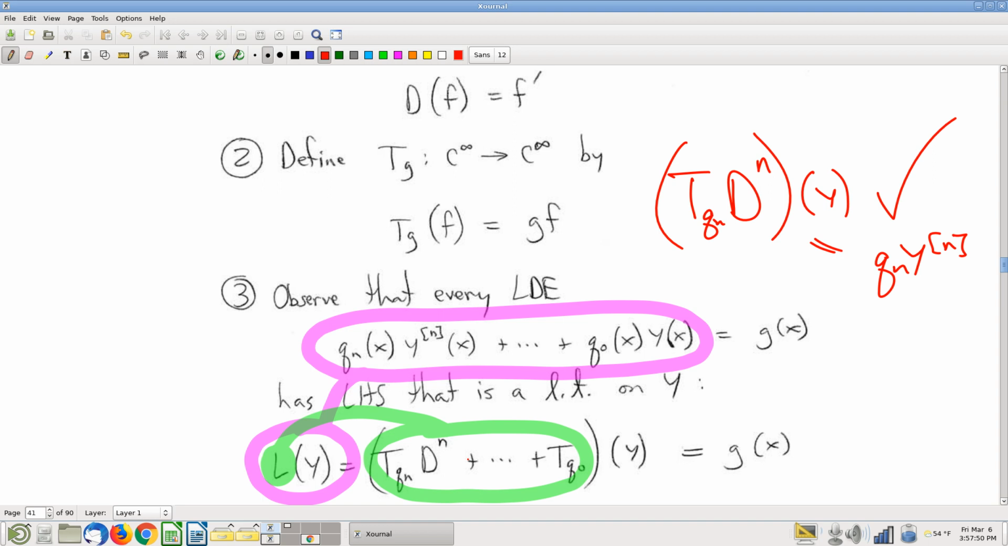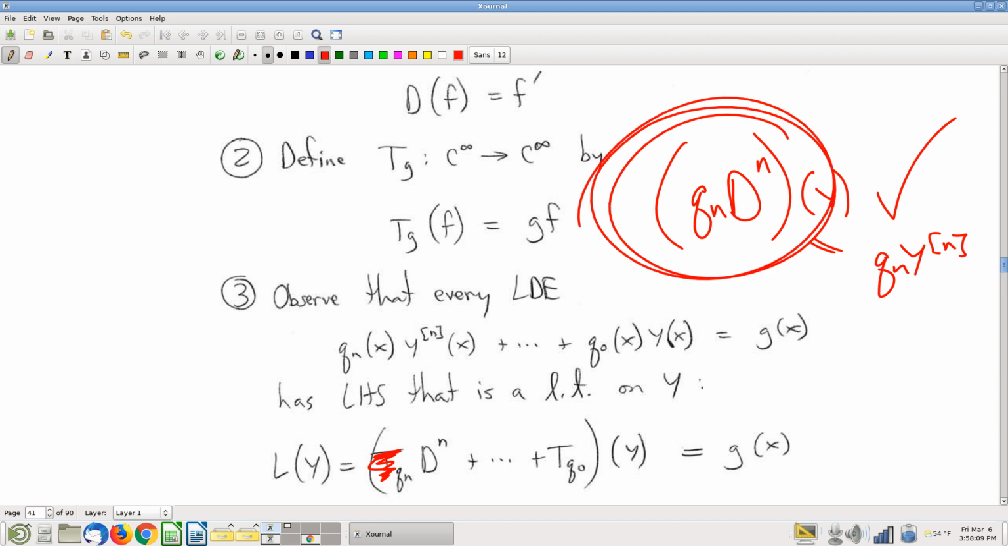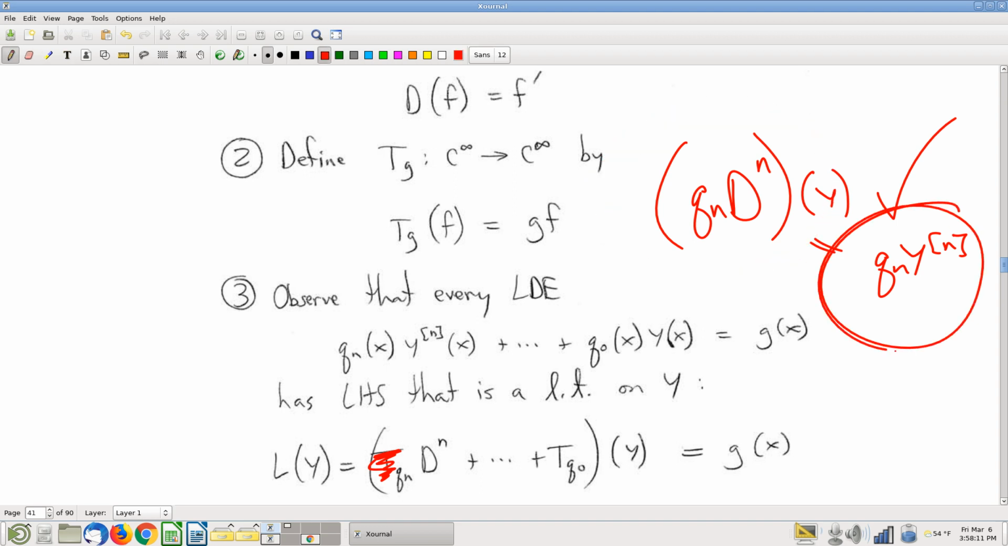Okay, a little bit of notation. If I had not written this with the T's, if I had just written q_n D to the n, notice what we would have written down. Well, this thing would still be computed. That's what we would assume was meant. In other words, the action of multiplication by g, that's what multiplication by g means. How about we just write it like that instead?